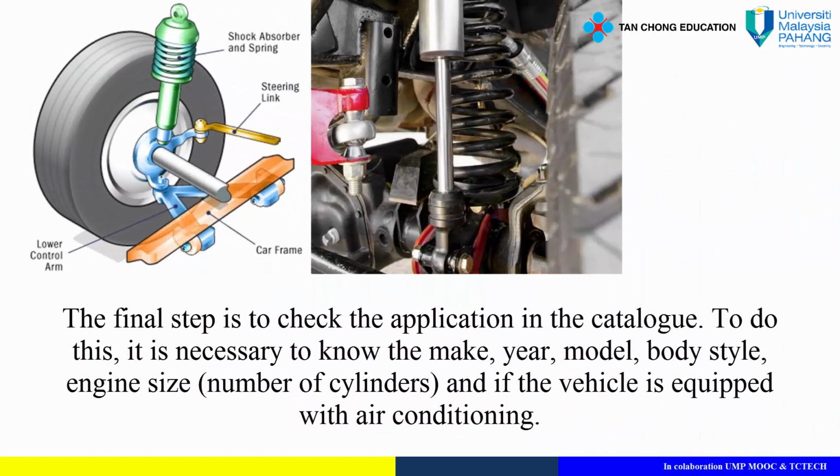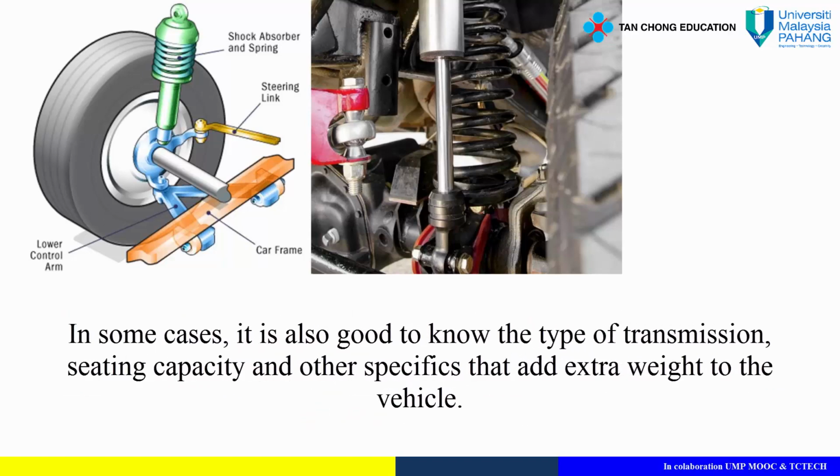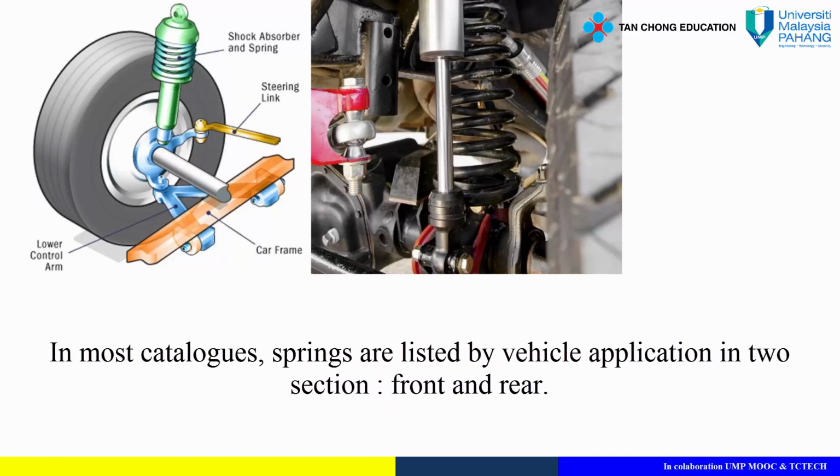The final step is to check the application in the catalog. To do this, it is necessary to know the make, year, model, body style, engine size, number of cylinders, and if the vehicle is equipped with air conditioning. In some cases, it is also good to know the type of transmission, seating capacity, and other specifics that add extra weight to the vehicle. In most catalogs, springs are listed by vehicle application in 2 sections, front and rear.